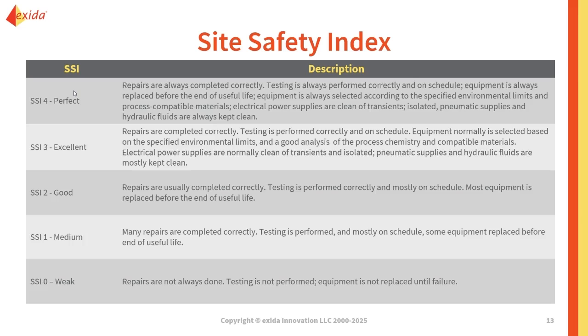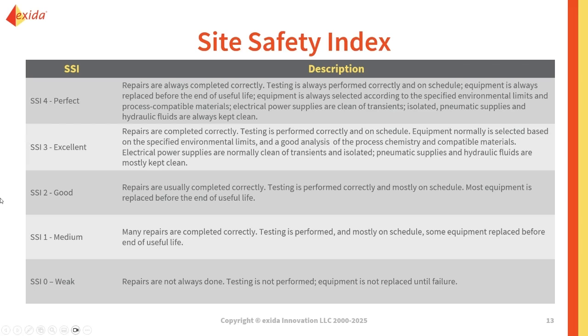So within exSILentia, we do have what we call Site Safety Index, and this is a qualitative way to look at how often these tasks are performed as they were specified within the design. So we have 5 different levels from SSI 0 to SSI 4 that help determine exactly what the practices on your site are and how they might impact your results in exSILentia.